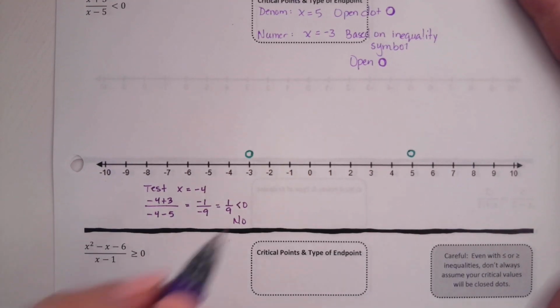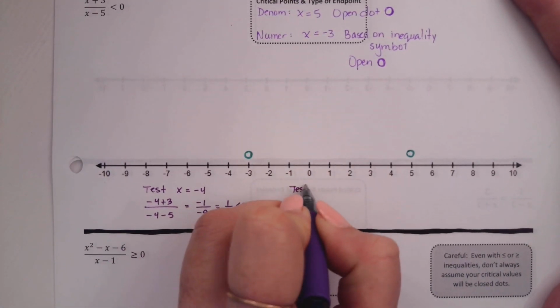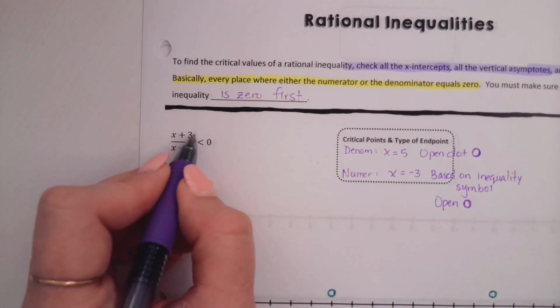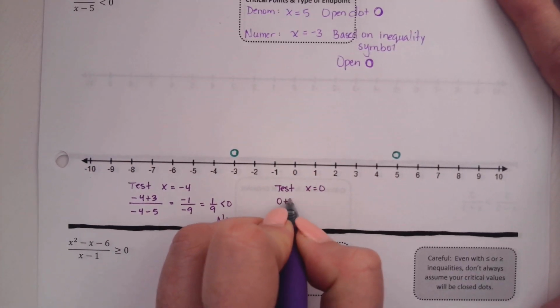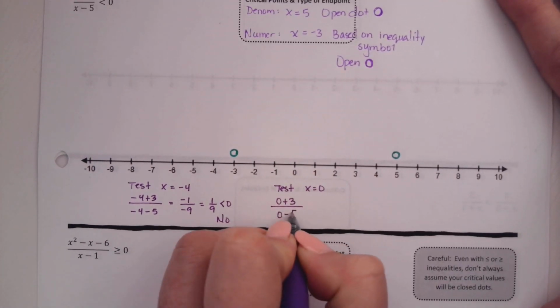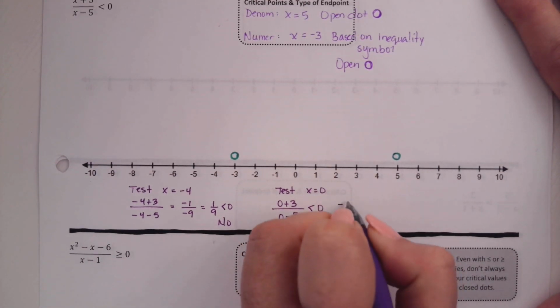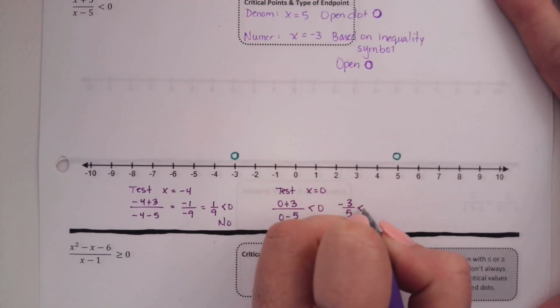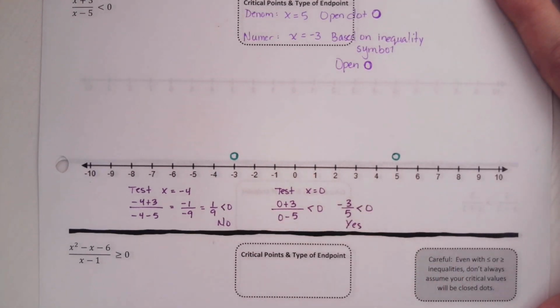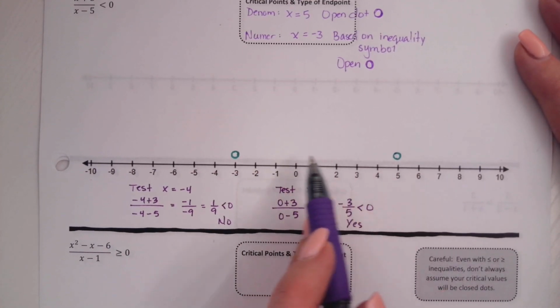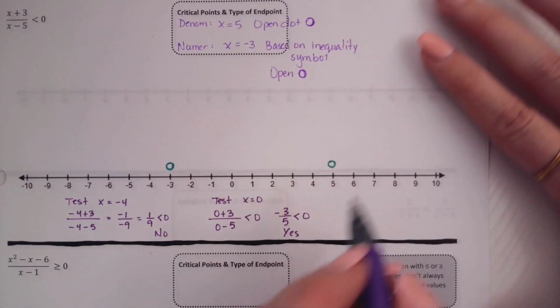-1. 0, so easy, Mason. 0. I'm going to test 0. Test x equals 0. So on the numerator, I'm going to plug that in. I'll have 0 plus 3. On the denominator, I'll have 0 minus 5. And we're checking, is that less than 0? Yeah, that would be -3/5, which is less than 0. Yes. Okay, so if 0 is a solution, then all the other numbers in between here will also be a solution.